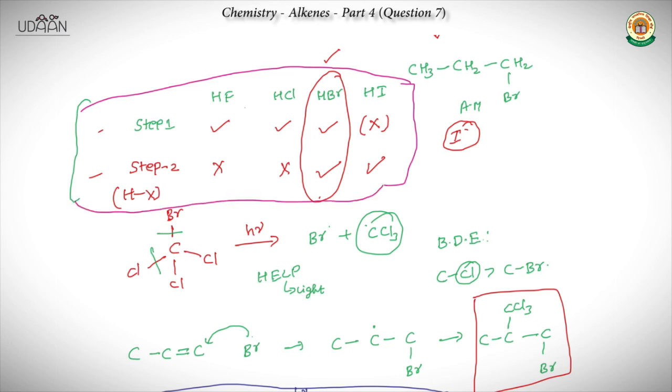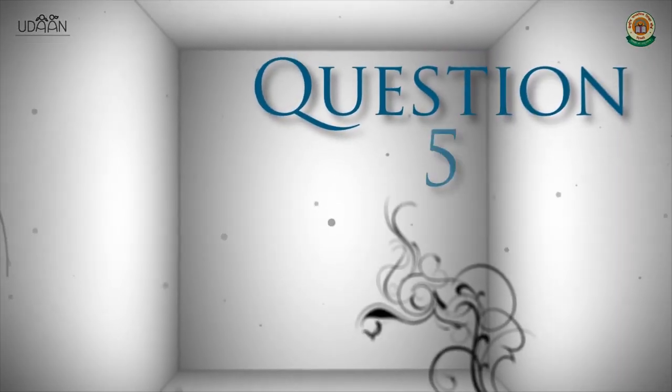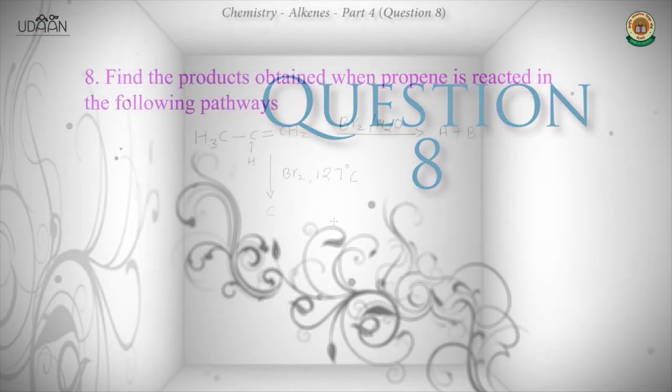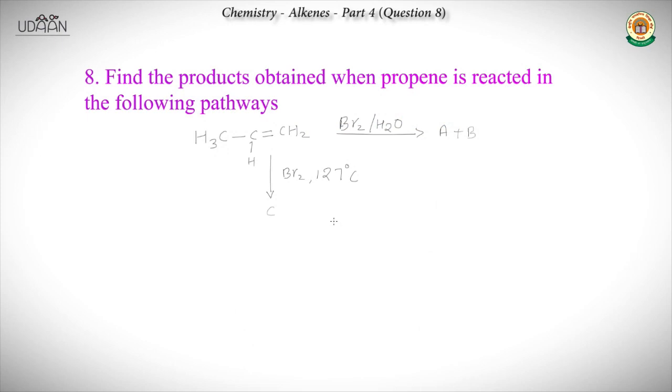Alright, now that we're done with the question, should we move on to the next? Find the products obtained when propene is reacted in the two pathways that follow. First, look into the first part of it, where you have to react propene with Br2 in the presence of water.